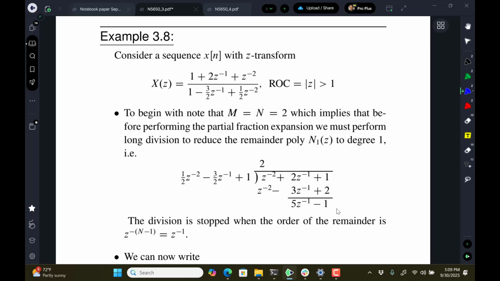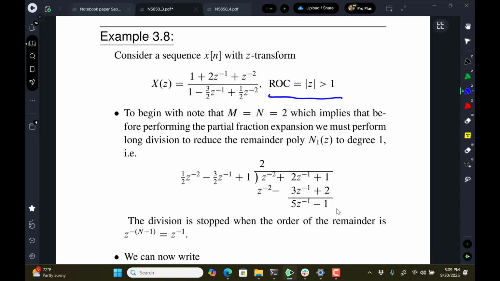You just have to look at it and ask, what's the largest negative power of z in the numerator? It's 2. In the denominator, it's 2. So the numerator is not 1 less than the denominator. So you have to do line division. And then generally, there'll be something like this.